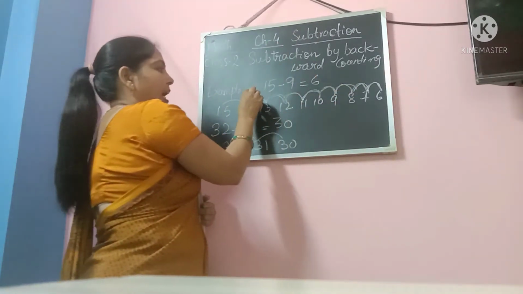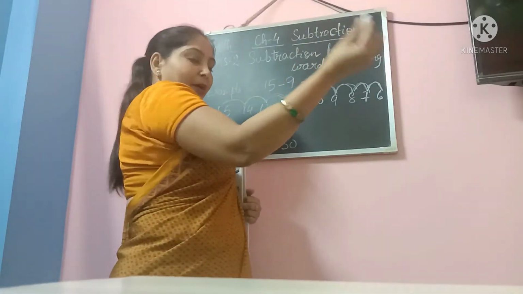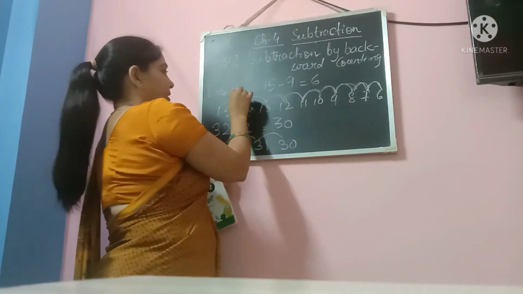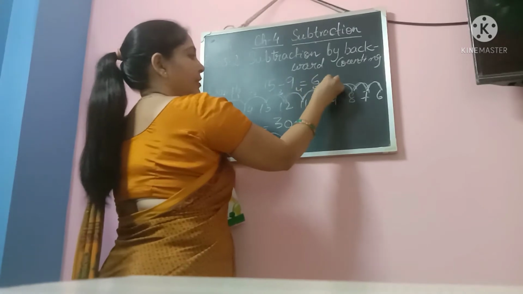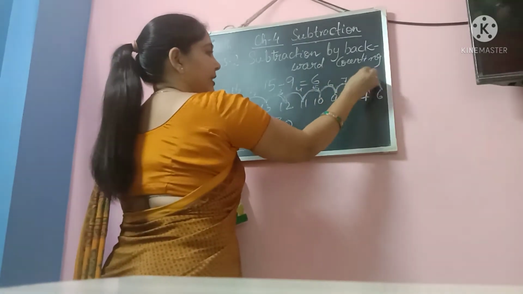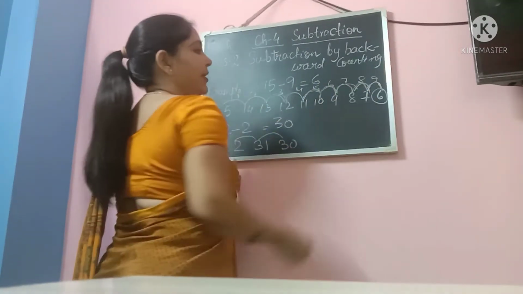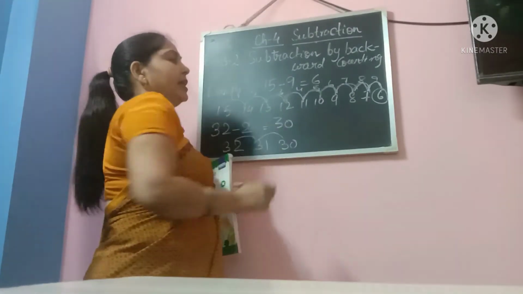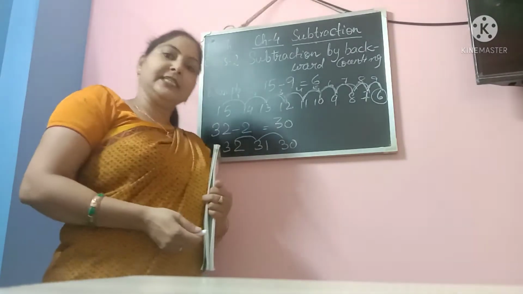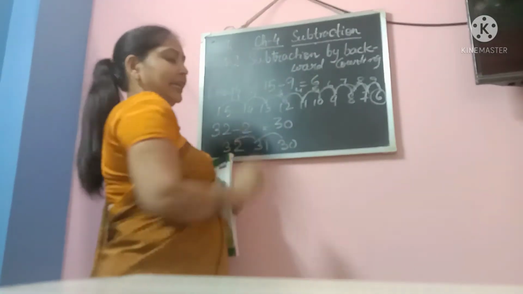See how many times we have moved backward? One time. This is 1, 2, 3, 4, 5, 6, 7, 8 and 9. And where have we reached? We have reached number 6. And so we can write 15 minus 9 is 6. So the answer is 6.